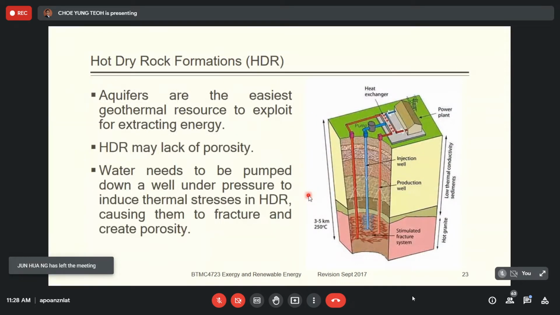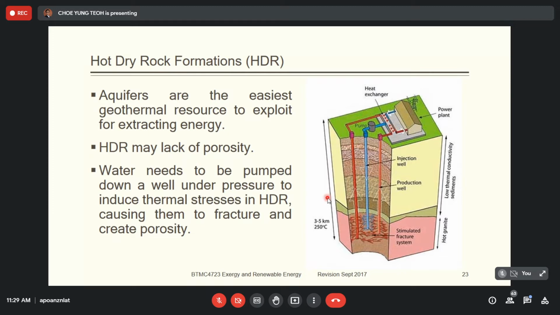The next one is about the hot dry rock formation. We call it HDR. Maybe before that, aquifers are the easiest geothermal resources to explore for extracting energy. Aquifer means hydrothermal, where we use the water. But this kind of hot dry rock formation is dry. They do not have water, and they do not have many cracks, so they cannot hold water. You can see that HDR means lack of porosity.